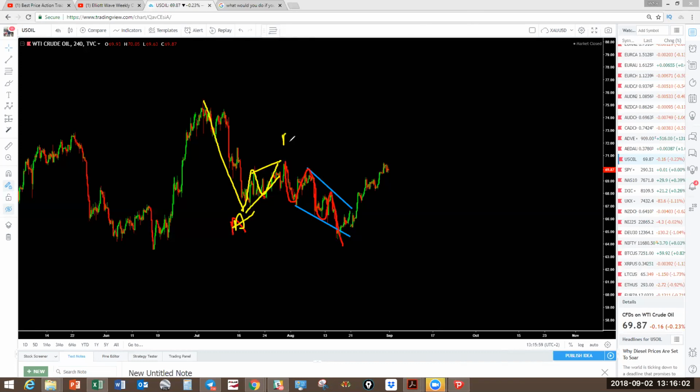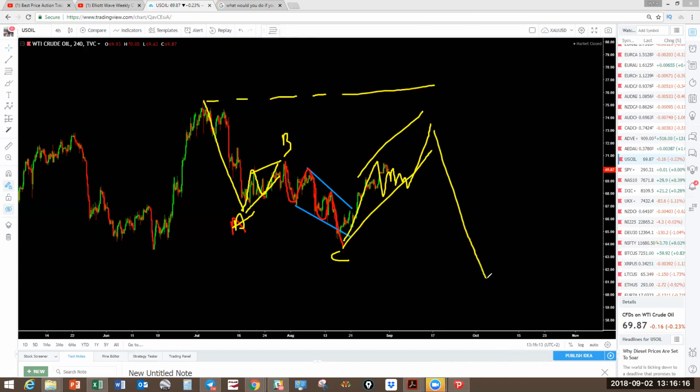ABC move. And then what do you expect from there? You expect that you're going to get a correction and then move to the upside. So after this correction, the only thing you don't know is whether this correction will retest that top before it drops back to that level.